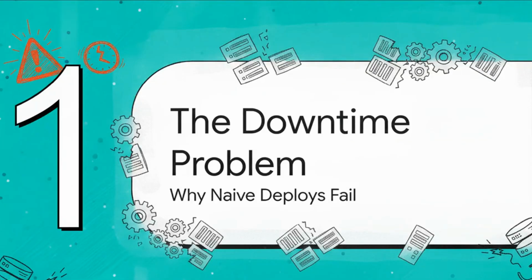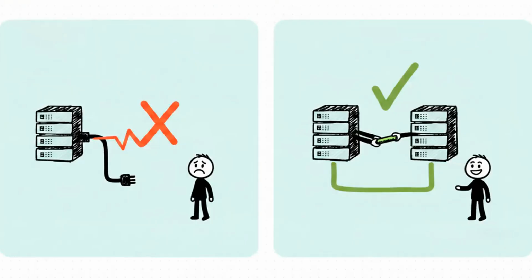Section 1, the downtime problem. Let's look at exactly why naive deploys fail and why that maintenance window exists in the first place. Basically, a naive deploy stops the old version way before the new one is actually ready. Under the hood, this happens when Kubernetes sends a SIGTERM signal to the old pod before the new pod's application loop has fully initialized. And that sequence right there creates a massive downtime gap.